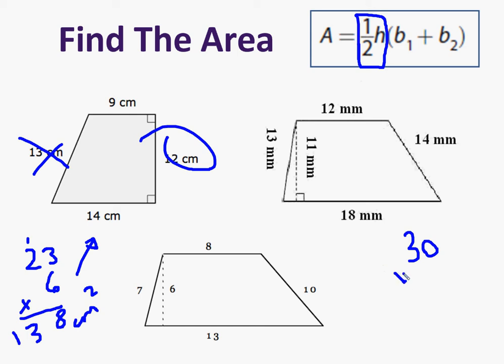And I'm just going to not cut that one in half because it's odd. So I'll do it the long way. 30 times 11 is 330. And I'm going to cut that in half.